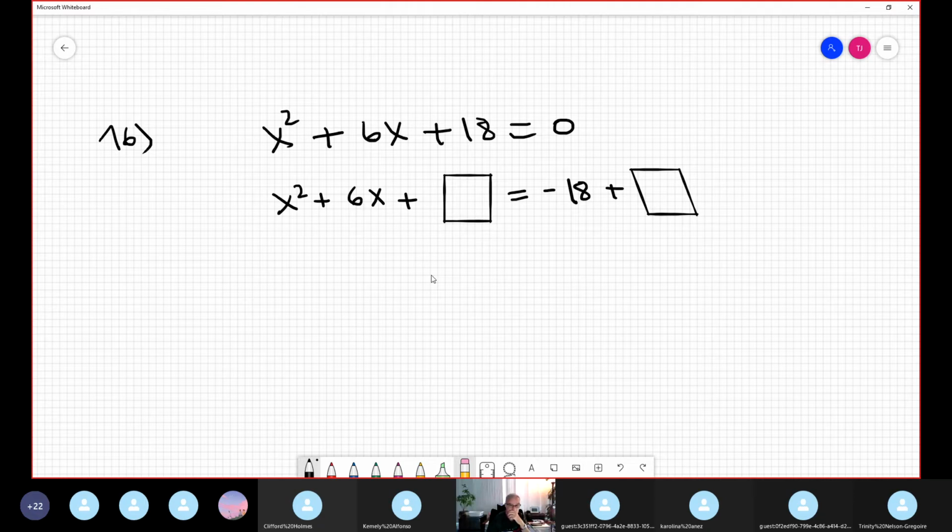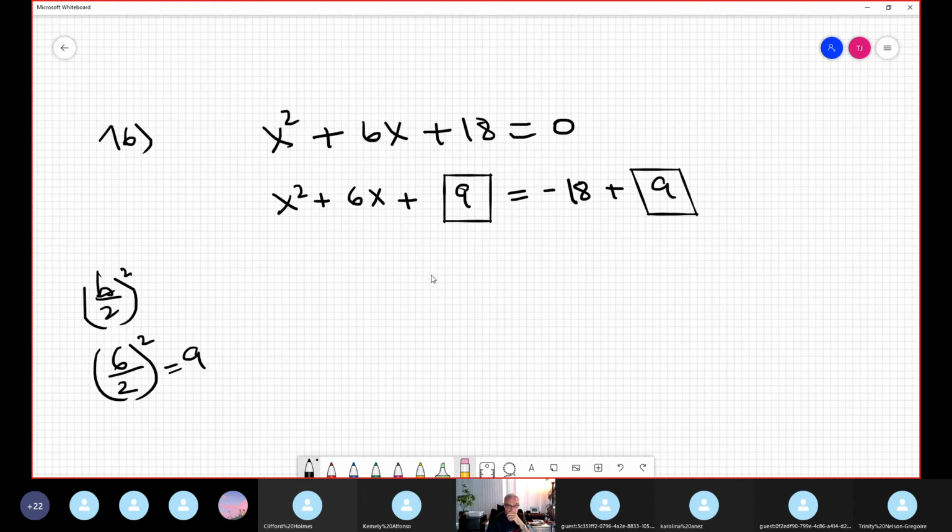Boom. And b is 6. The formula is (b over 2) squared. I know that. In our specific example, b is 6. 6 divided by 2 is 3, and 3 squared is 9. This is the magic number, 9.